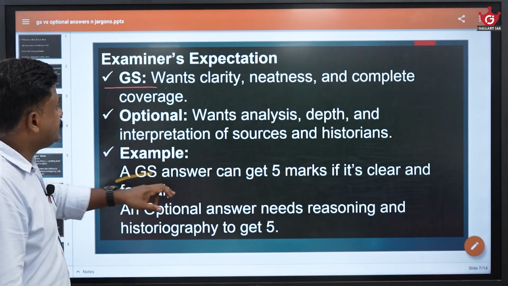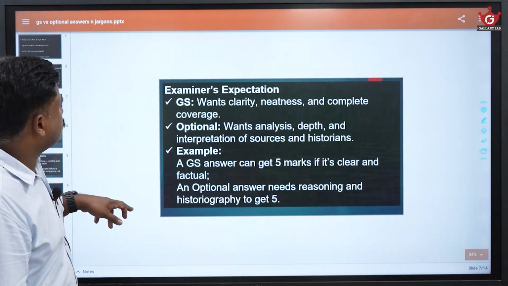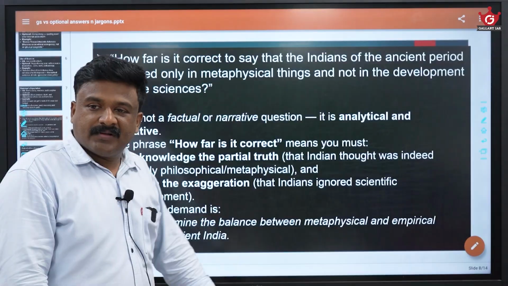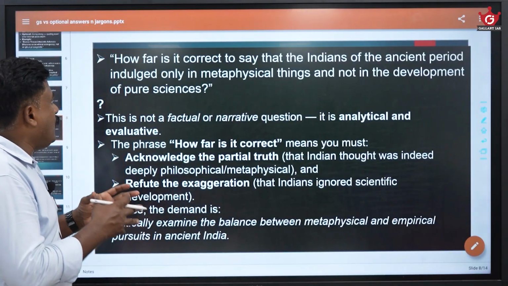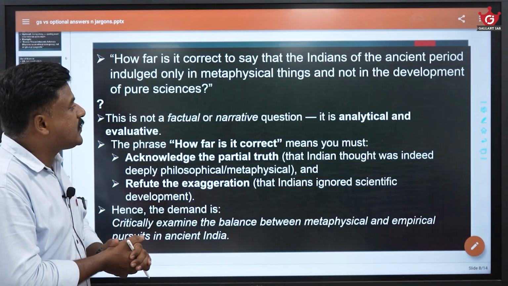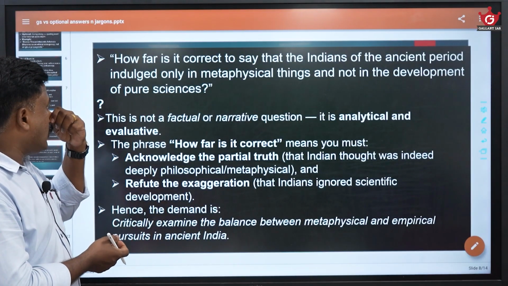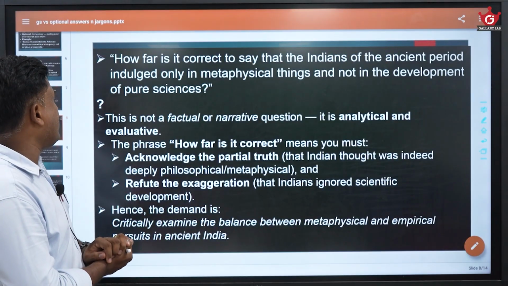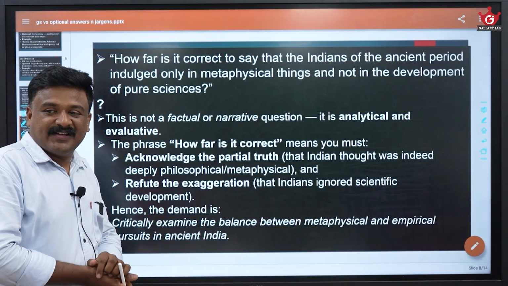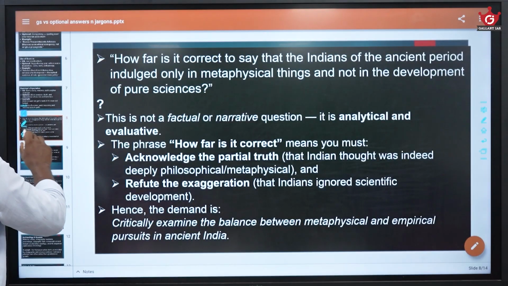I will just show you. There is a question. Look into this question. What is the question? How far is it correct to say that Indians of the ancient era indulged only in metaphysical things, not in the development of pure science? There is a question. It is to confuse you.